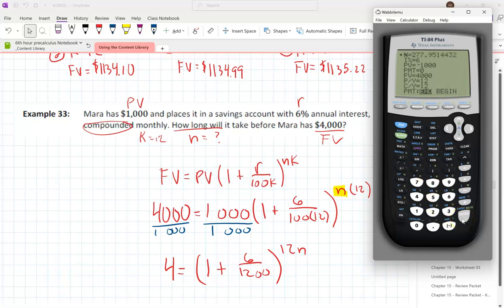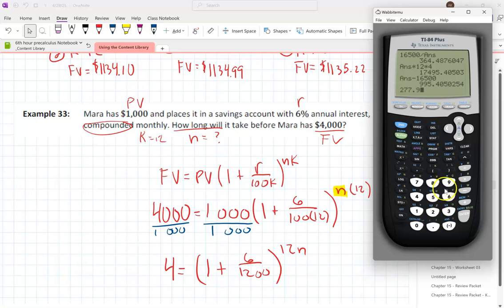So there's that. But keep in mind, this isn't 277 years and 0.95. That's the number of compounds. So how often are we compounding? Monthly. So I'm going to take that 277.95 and divide it by 12 to get the number of years.